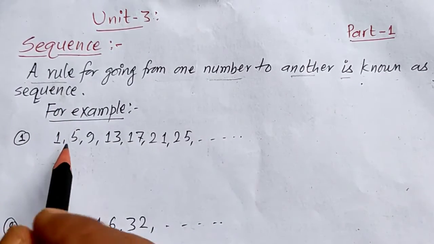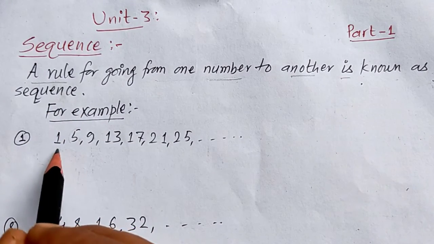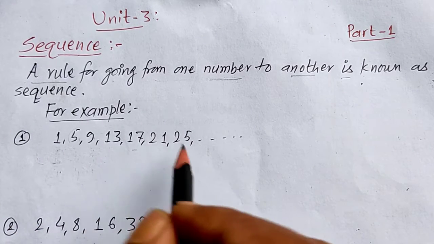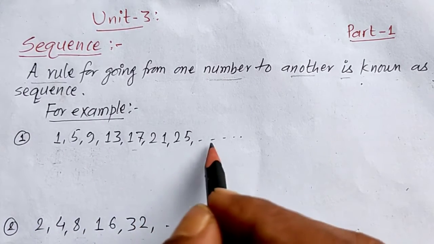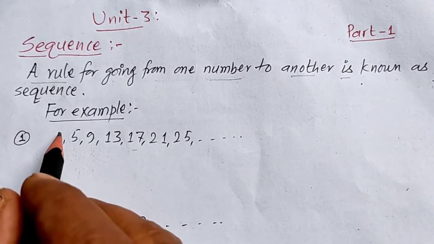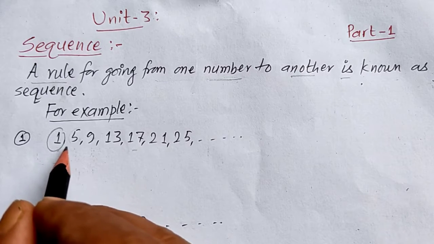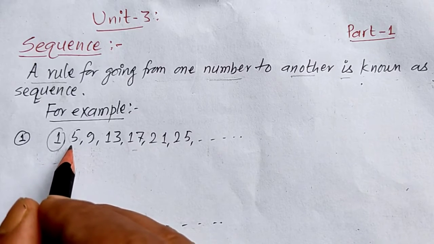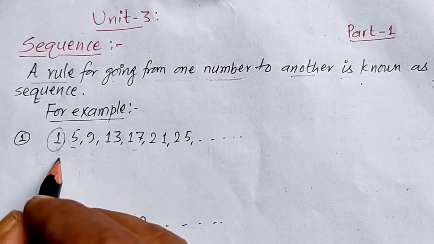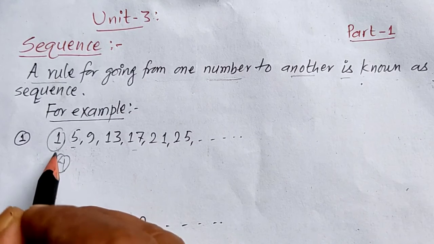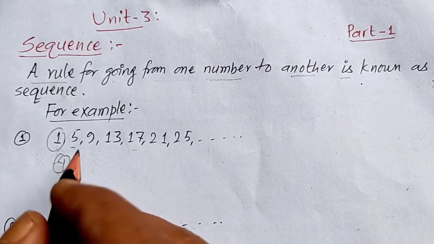For example, you can see here 1, 5, 9, 13, 17, 21, 25, and so on. The first term is 1, and if you look clearly, between 5 and 1 there is a common difference of 4. That means when 4 is added to 1, you get 5.